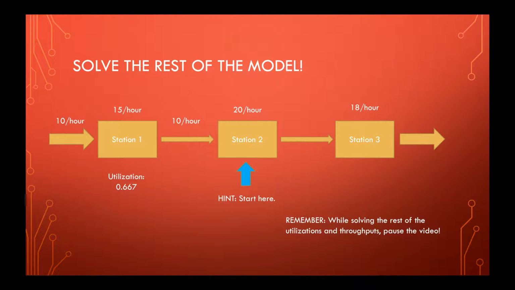So moving forward from station 1, we now need to solve for station 2 and station 3, both their utilization and their throughputs, so we can figure out what the capacity of the system will be at the very end. So I'll pause for a moment so you can start to solve for the utilization and throughputs of station 2 and station 3 on your own.